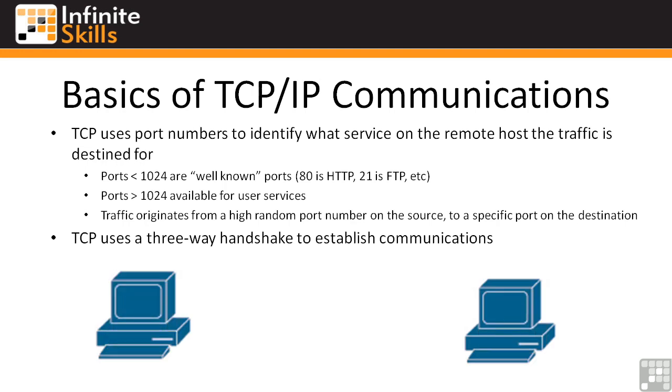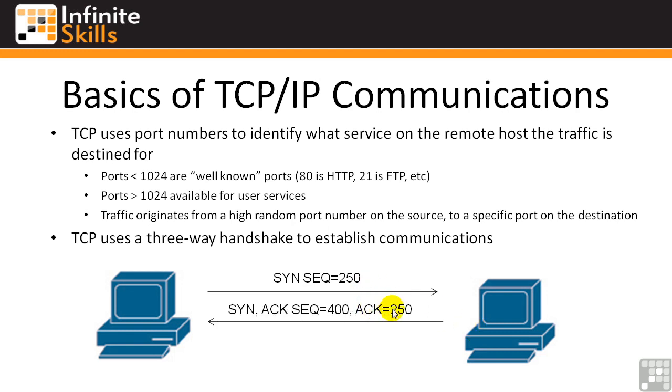So let's say you've got two machines here, and they want to communicate. Machine 1 sends to Machine 2, hey, I'm going to start sending you traffic. I'm going to set the SYN bit, which is the synchronize bit, and I'm going to send you a sequence number of 250. The machine on the right receives the packet and says, hey, I acknowledge that I received your packet. I acknowledge sequence number 250. I'm sending back my sequence number of 400, and I'm sending back a SYN and an ACK, or the acknowledgement, to your synchronize packet.